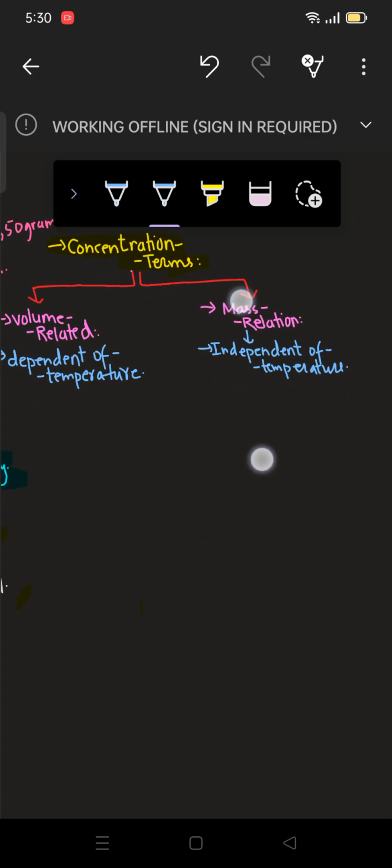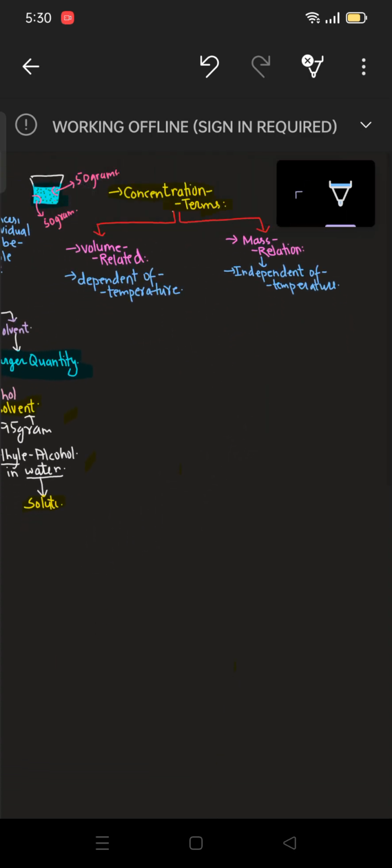Now let's understand why we have actually divided the concentration terms in two categories. Now see, the first one volume related and the second one mass related. We have actually divided these concentration terms in two categories since we need to have an effect of the temperature. Now see, we know that if the concentration terms are volume related, the temperature will of course affect it, right? If we increase the temperature, the volume will increase. If we decrease the temperature, the volume will decrease.